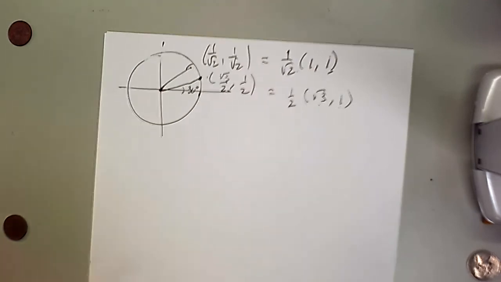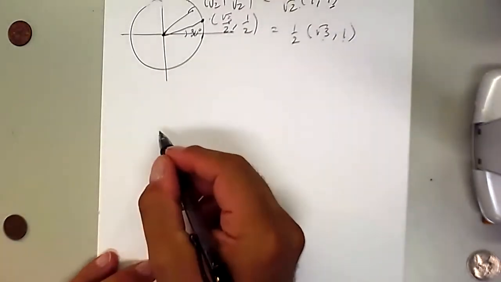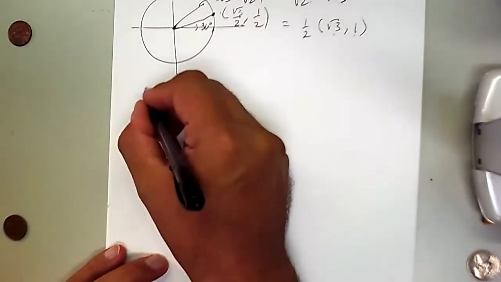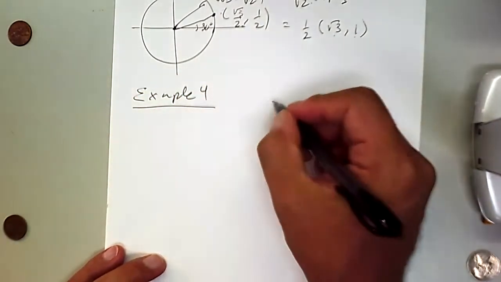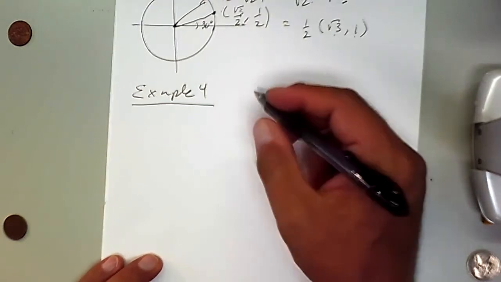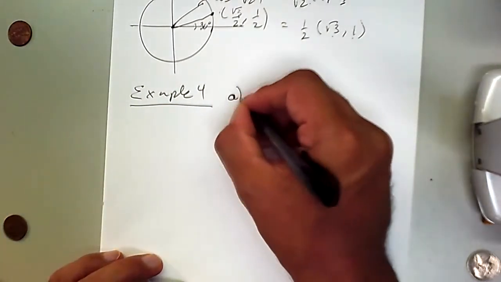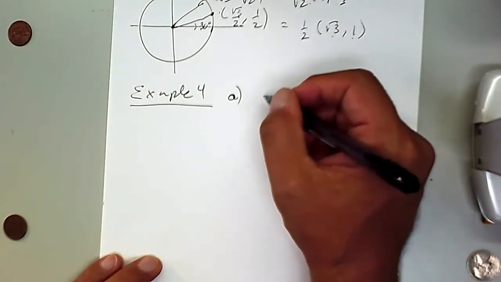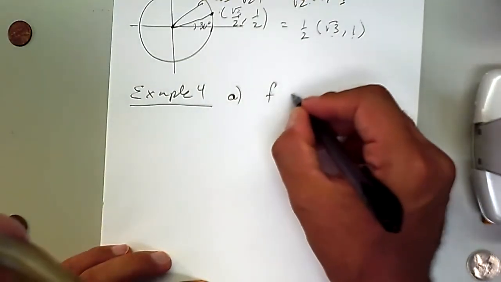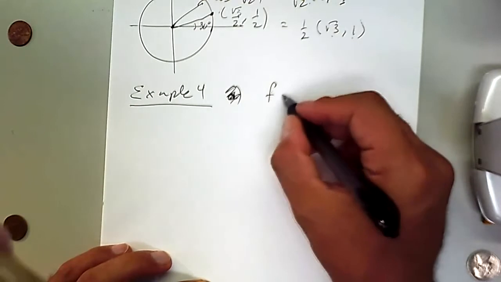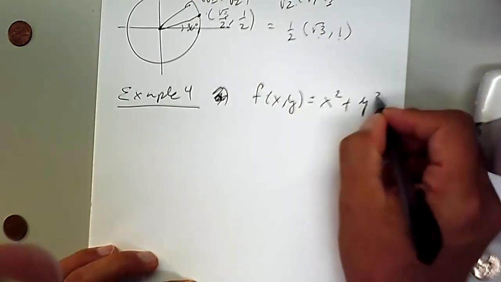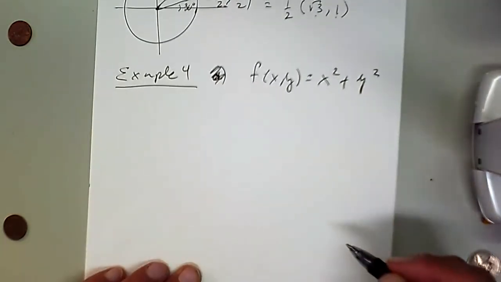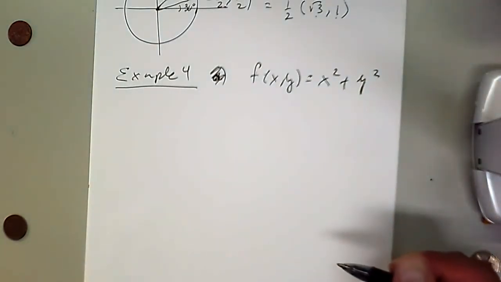Okay, so let's do example 4. Okay, so there's going to be 3 parts to this. Actually, I'm going to put the A after. F of x, y is going to be x squared plus y squared. So our circular paraboloid that we did earlier.